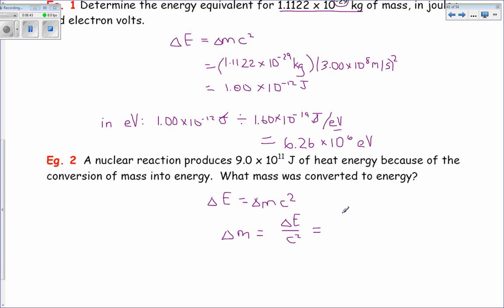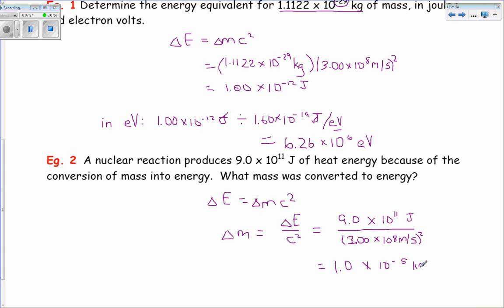which is 9.0 times 10 to the 11 joules divided by 3.00, oops, I ended up with a line there instead of a decimal, but that should be a decimal, times 10 to the 8 meters per second. And that's squared, right? Don't forget the squared. Okay, and that will give you 1.0 times 10 to the negative 5 kilograms.